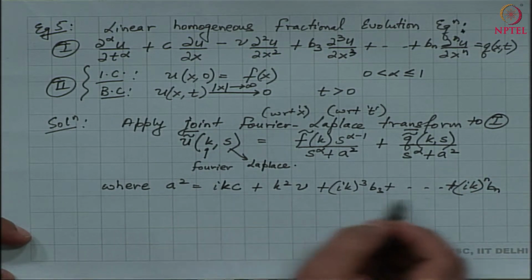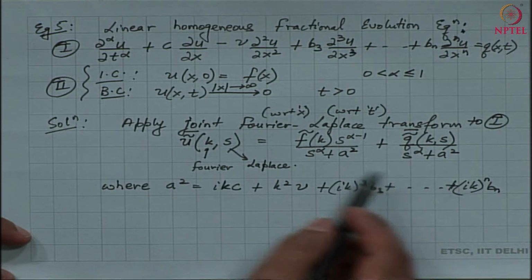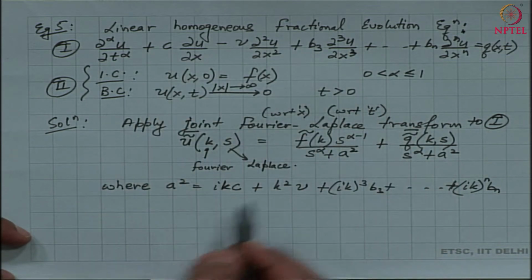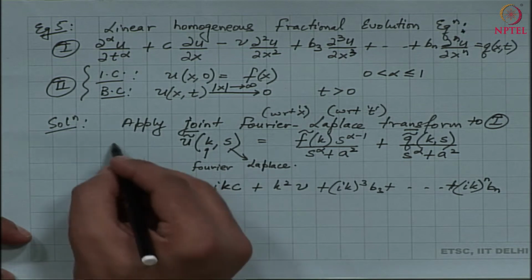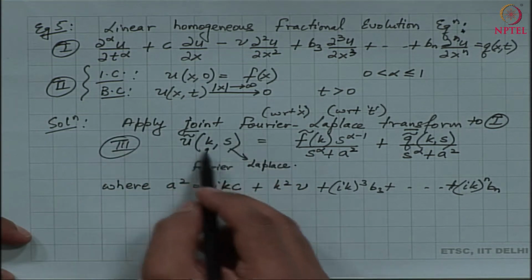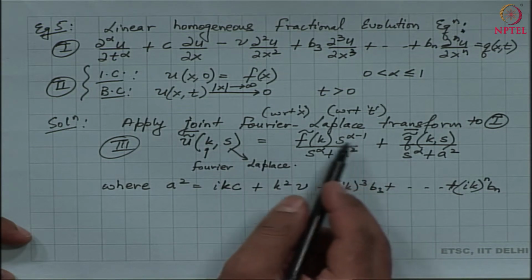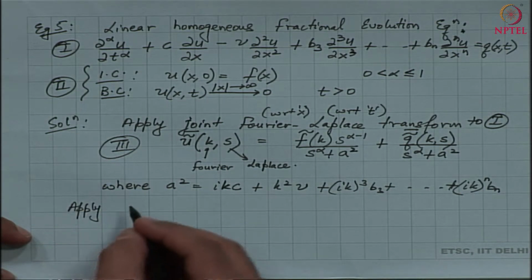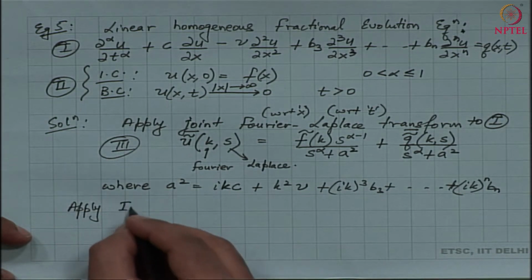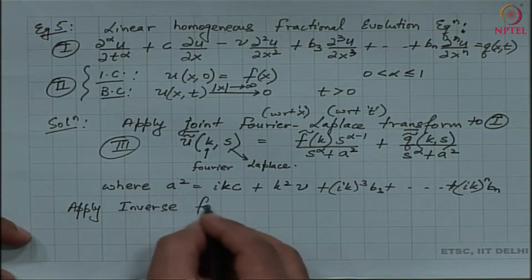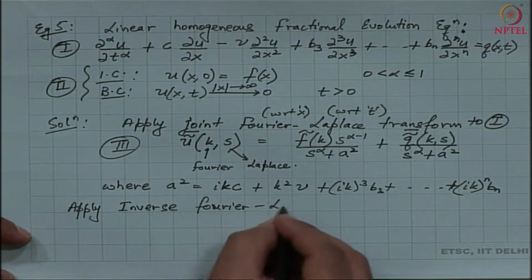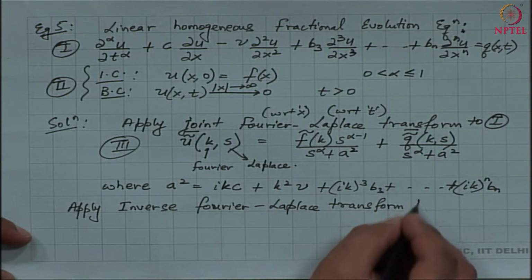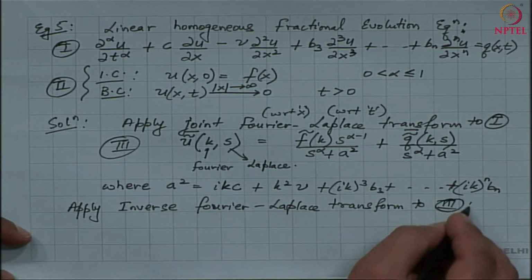We see that a square envelopes all the different types of spatial derivatives that are included in this giant PDE. So, which means that I can always invert, let me call this my expression 3, I can always invert my expression 3 to come back to my original solution to the PDE. So, if I were to apply the inverse Fourier Laplace transform to 3, I get the following expression.